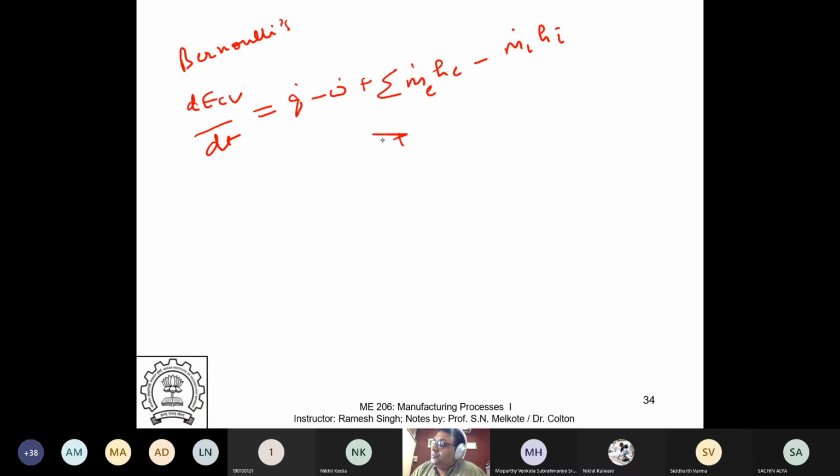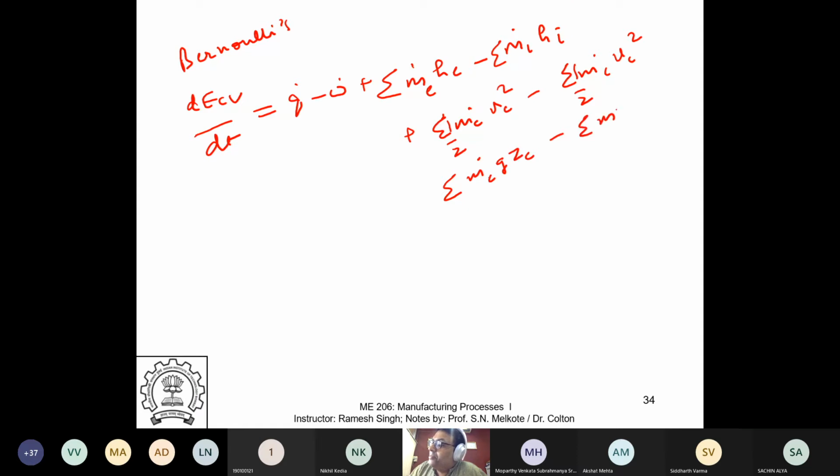Then plus the sum of m_i dot V_i squared by two, minus the sum of m_e dot V_e squared by two, plus m_i dot g z_i minus m_e dot g z_e. Z is the height, right? So this is your open system first law, right?